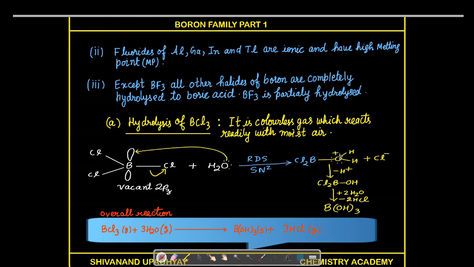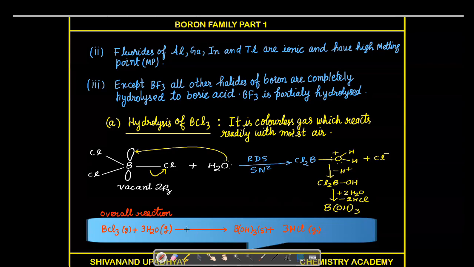Then what will happen? The shared electrons with hydrogen are shifted more towards oxygen, and this H plus will be released, and this H plus and Cl minus ions will combine to form HCl gas. So after this step, we'll see that this is the molecule BCl2OH. So there is a substitution of Cl by OH. If we repeat the same step 2 times, then 2 water molecules are added and 2 HCl molecules are removed. Finally, this is converted into boric acid. So in this whole step, the BCl3 molecule is converted into boric acid and 3 molecules of HCl.